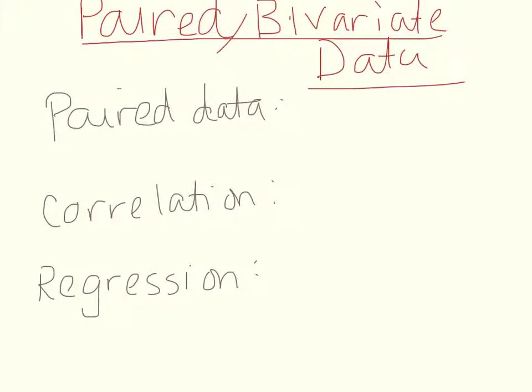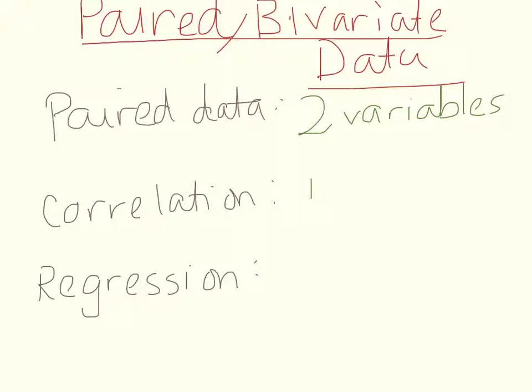So this video is going to introduce you to some of the terminology to do with paired data. Paired data means when you have two variables that have a relationship with each other. Okay, like height and weight, or cost and quality, or whatever. Correlation is how strong of a relationship there is.